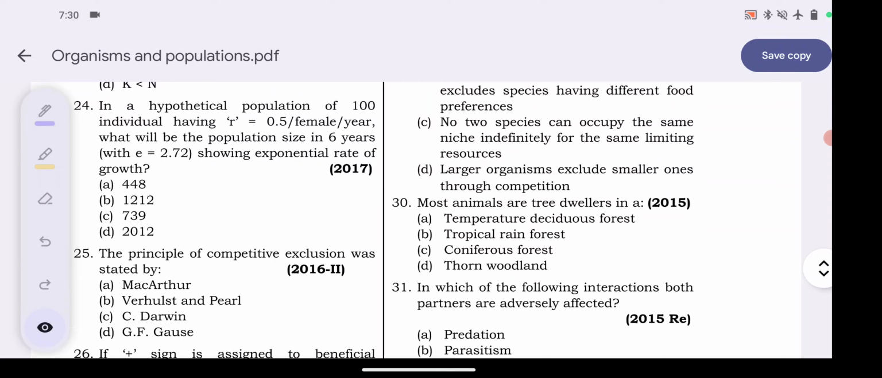The value of r was 0.5 multiplied by 6. So 100 into 2.72 to the power 3. So 100 into 20.12. So your population density after time t, Nt, equals 2012. This is the answer, option D.